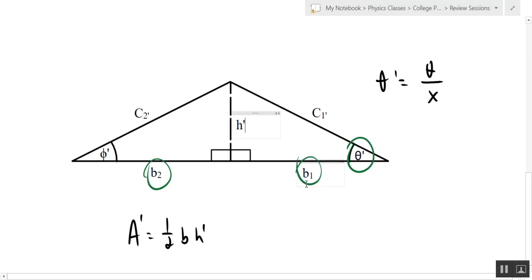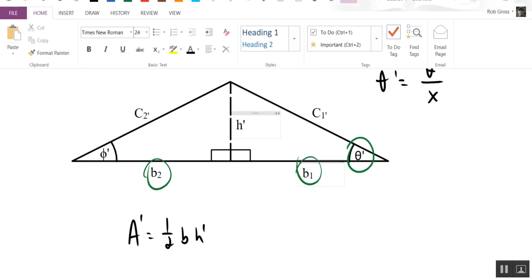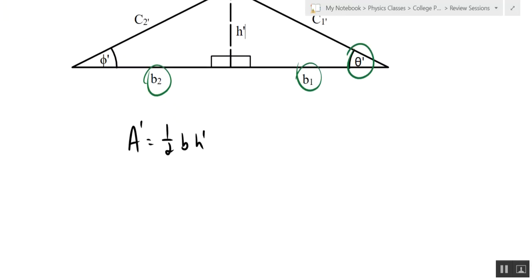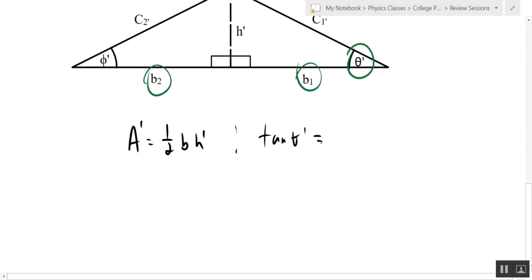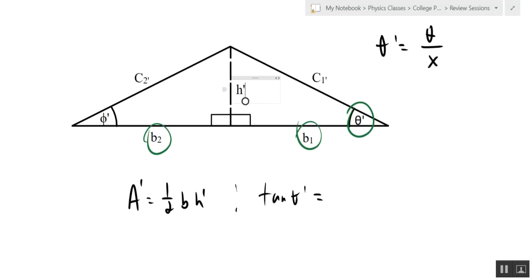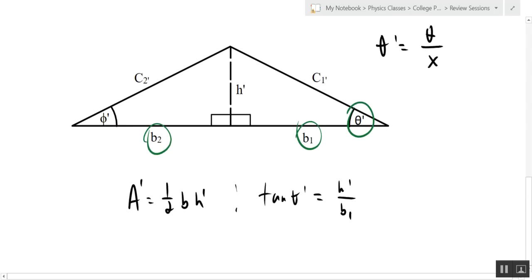So what can you use to find h prime? Sorry, I keep saying wrong things, but you know what I'm saying. What is the tangent of theta prime equal to, according to the triangle on the right? It's h prime over b1. Once again, this looks like a b, it's an h. So h prime over b1. Then you can find h prime, because you know theta prime and you know b1. So then you find h prime, and that's it.